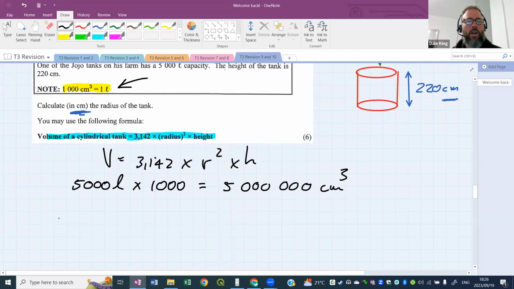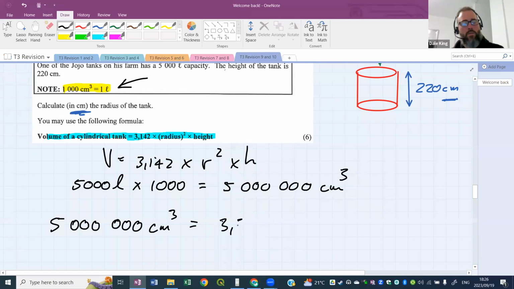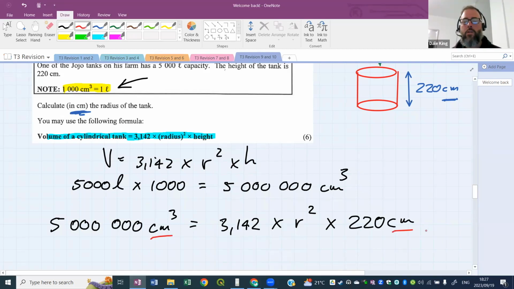Now, this volume is ready to go into the formula. So like Ben suggested, I need to put this volume into the formula over here on the left, because this is where the V is in our formula. All right. V for volume is 5 million centimeters cubed, and that must equal 3,142 times R squared times, and the height comes straight from the diagram there. It's 220 centimeters. Okay, so we've got to make sure that our units are the same. We got centimeters there. We got centimeters there. So our radius will come out in centimeters.